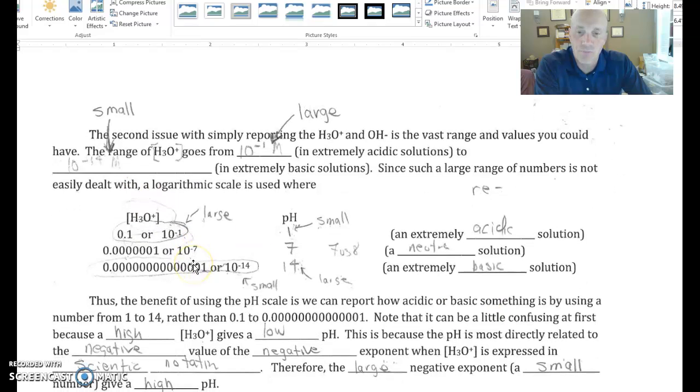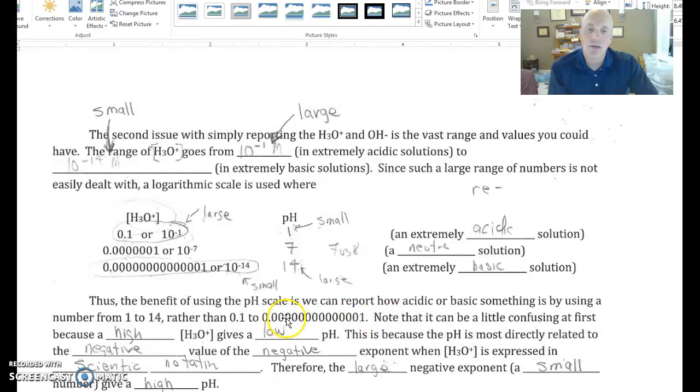All right. So the benefit of using the pH scale is that we can now report how acidic or basic something is by using a number between 1 and 14 rather than 0.1 to, I'm not even going to say this, but there's a tremendous number of zeros in that.